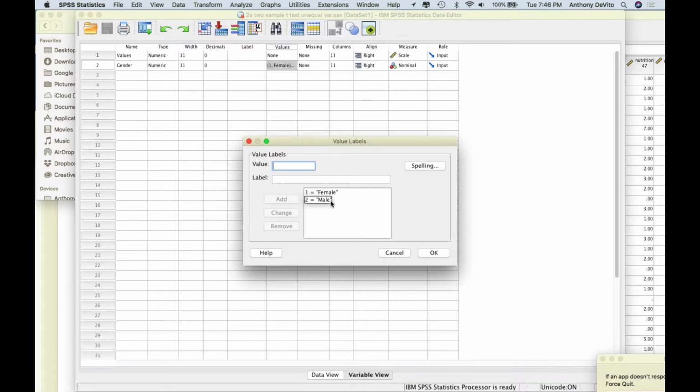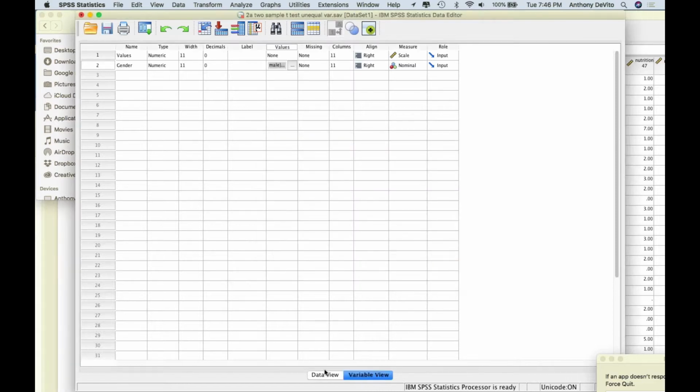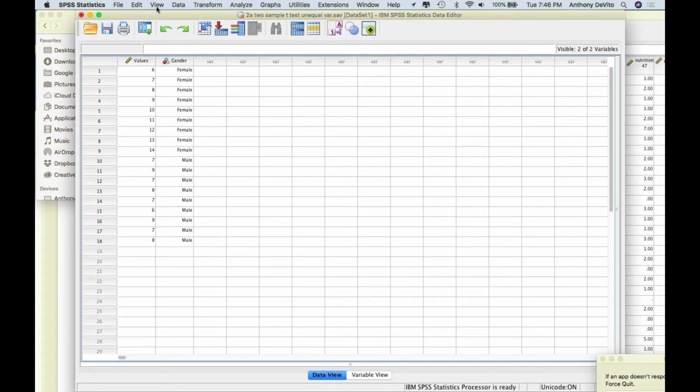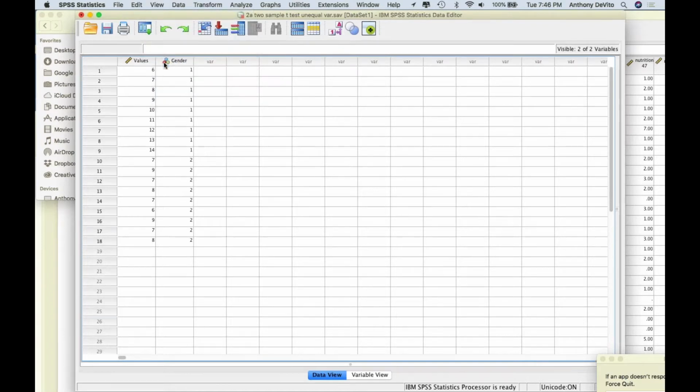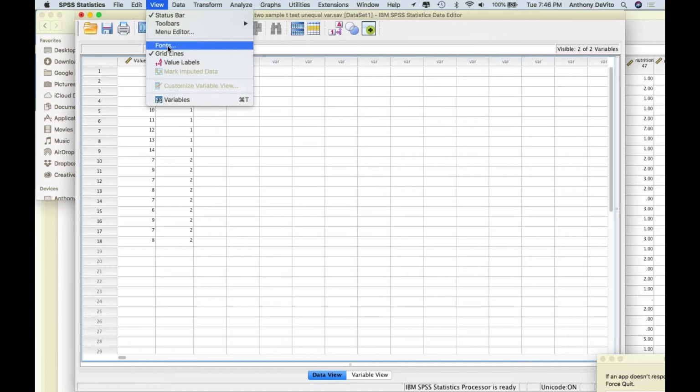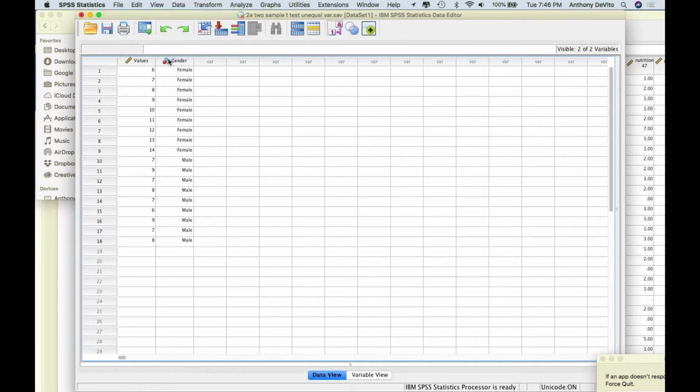SPSS needs to know those numbers. You can tell it that we're going to break it up into two groups, males and females, but you have to tell it that those are represented by the numbers 1 and 2. I'm going to go back here. You can also do it this way. Just go to view and turn off the value labels, and you see the 1s and 2s. Turn back on the value labels. That's why you code the data.